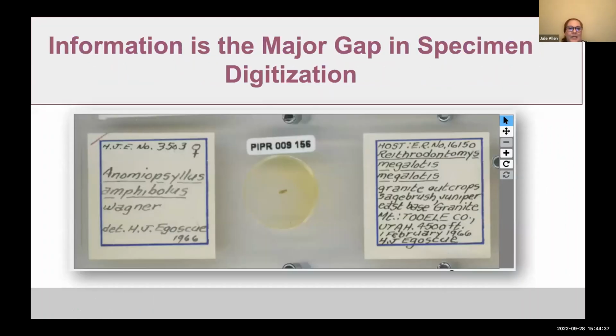So information is one of the major gaps in specimen digitization. Often when we have a specimen, we have information that looks something similar to this. This is a flea species, we have a host species here, and then we often have locality data that looks something like this: granite outcrops, sagebrush juniper, East Base Granite Mountain, Tooele County, Utah, at 4,500 feet, collected in 1966. So this is the locality data.